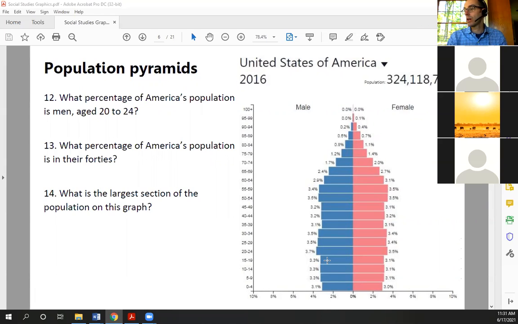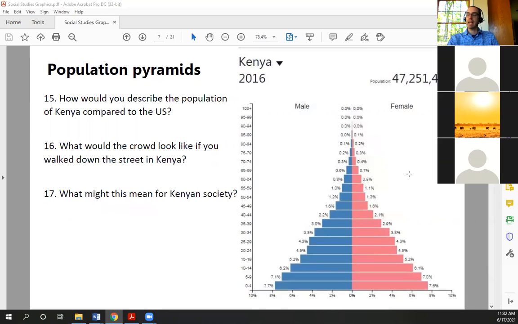So, let's skip these questions. I want to keep looking at something. Okay, so here's America, right? Here's the United States. Now, look at this one. This is Kenya in Africa. How would you describe the population of Kenya compared to the United States?